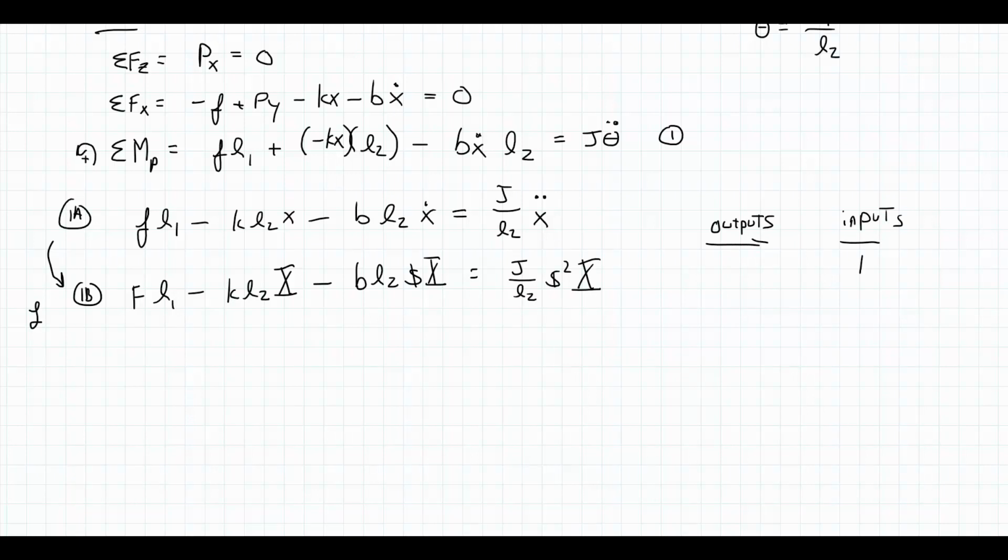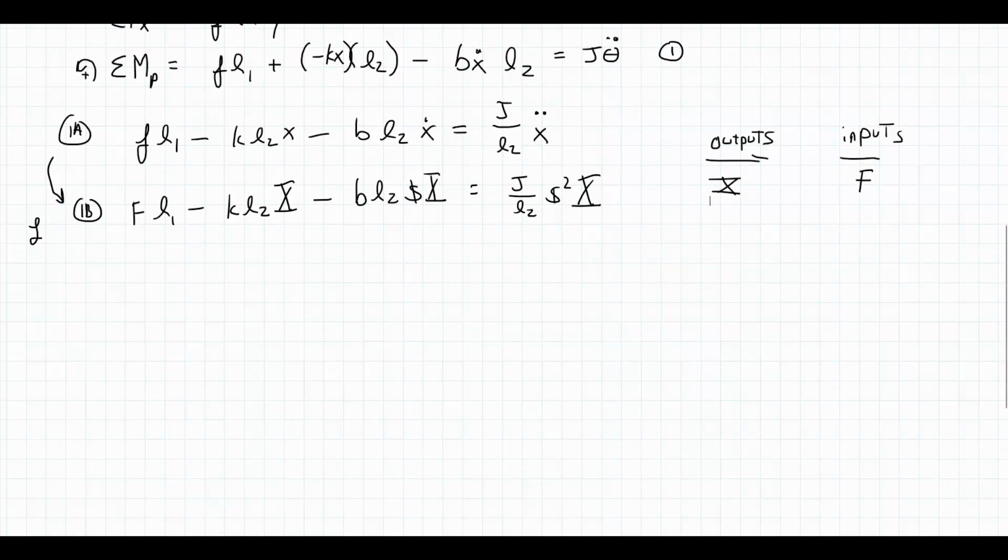My input is f, my output is x, so notice in 1b the only output dependent variable is x. That px, py doesn't appear in here. And I have only my one input f. And what I want is the transfer function x over f. So with 1b alone, I have what I need for this problem. If I wanted another transfer function, py over f, then I would want to do the Laplace transform of that sum of forces in the x direction equation, but I don't need it for this problem. That's why I'm not going to pursue it. I have enough with 1b to get the transfer function that I desire.